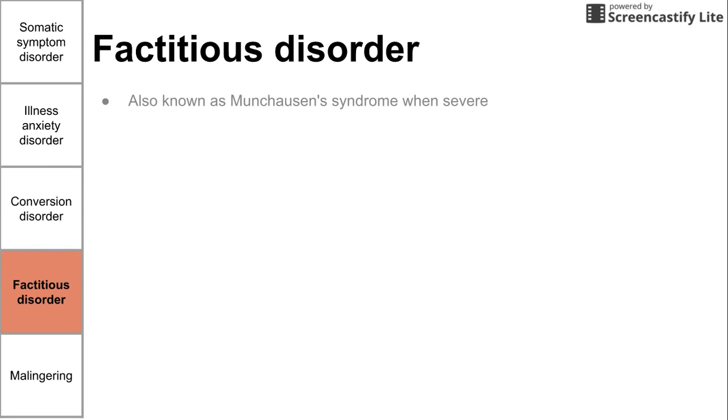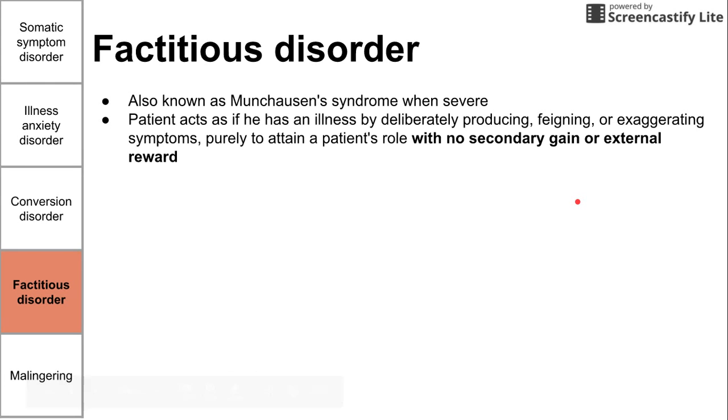Factitious disorder is next. This is also known as Munchausen's syndrome when it is very severe. So severe cases of factitious disorder are called Munchausen syndrome. Now, factitious disorder is essentially when a patient acts as if they have an illness by deliberately producing, feigning, or exaggerating symptoms. What's important here is the patient's goal in deliberately feigning symptoms. The patient wants to attain the patient's role with no secondary gain or external reward.